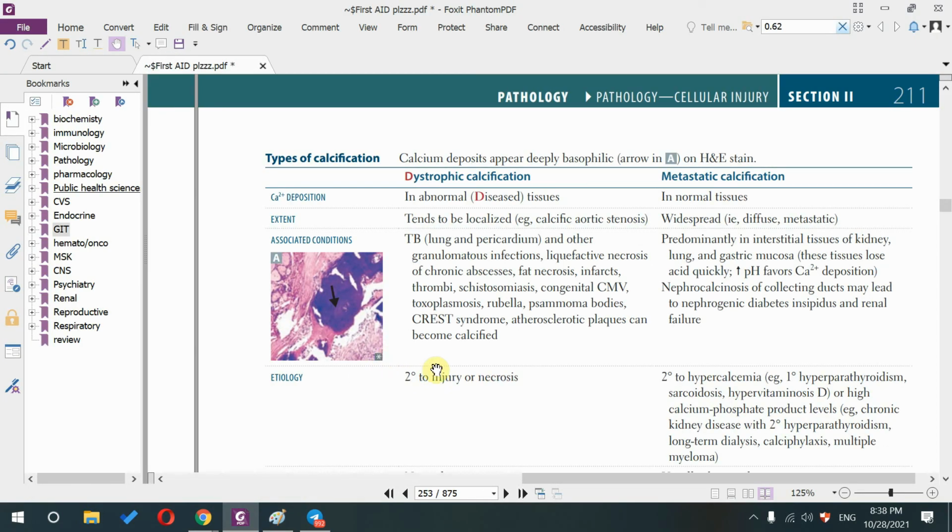Okay, anyway, types of calcification. Calcium deposits appear deeply basophilic. You can see the arrows.